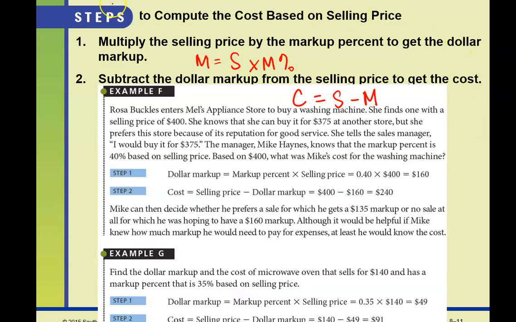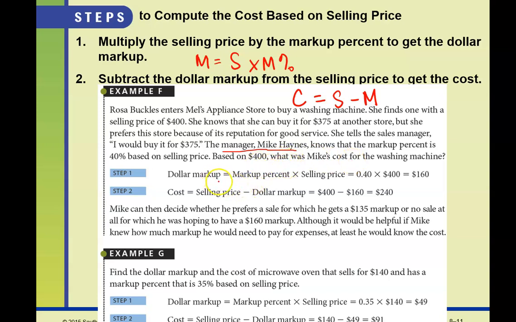In this example, we have Rosa who enters an appliance store to buy a washing machine. She finds one with a selling price of $400, but she knows she can buy it for $375 at another store. But she prefers the store because of its reputation. And so she would buy it for $375. And Mike knows that the markup percent is 40% based on selling price. So based on $400, what was Mike's cost for the washing machine? So the store owner is selling it for $400.